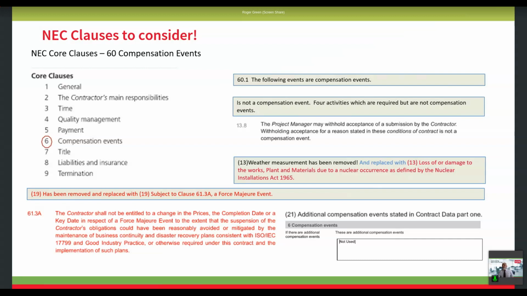Compensation events. Again, it deals with what can be changed. So as we go through this, there are changes that are allowed under the contract. Each of those are defined under 60.1. It'll tell you what compensation events you can apply for. And what you also need to remember is what your responsibilities are in order to get those compensation events registered and agreed. So you don't just register them, you do have to do stuff with it.